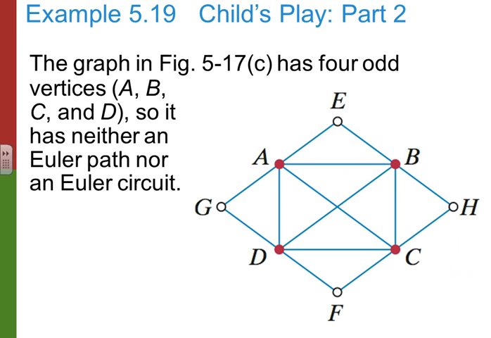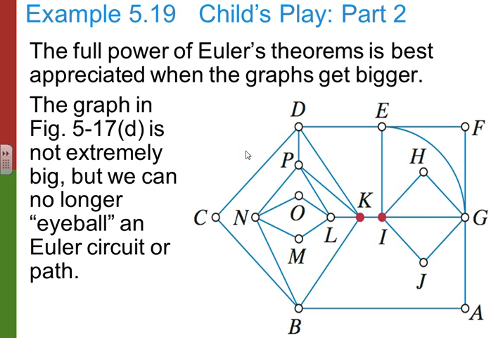I have 4 odd vertices. I do. 1, 2, 3, 4, 1, 2, 3, 4, 5, 1, 2, 3, 4, 5. Yes, I do. A, B, C, and D are all odd. No Euler circuit, no Euler path. Done with the problem. Moving on.